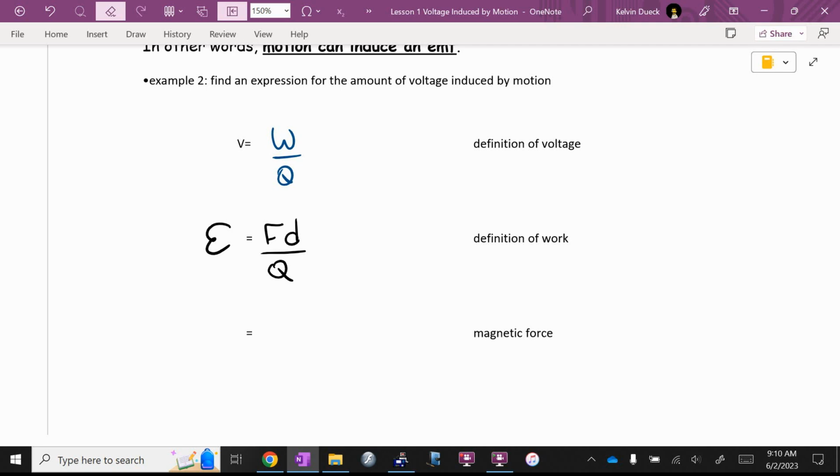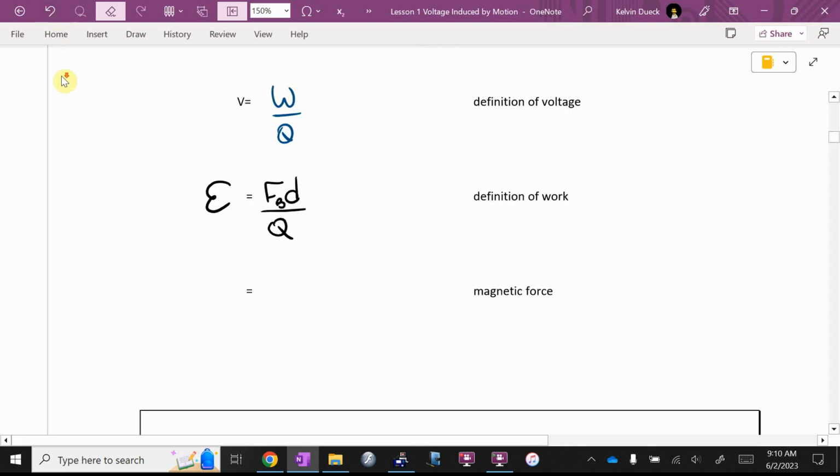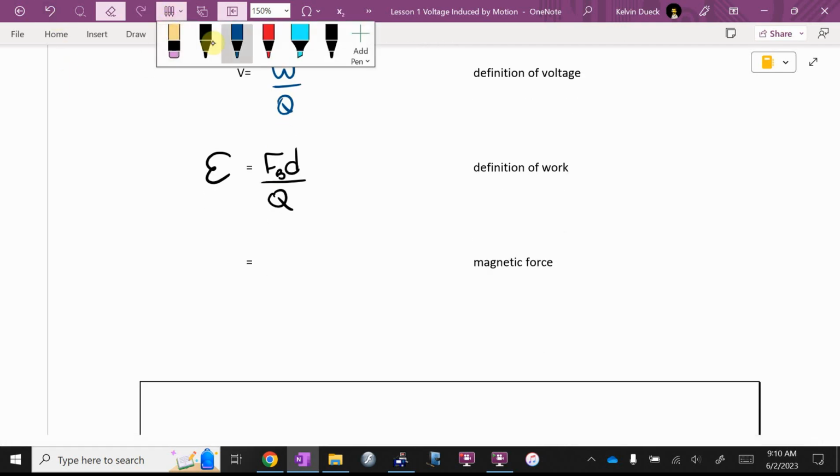Which force is causing this voltage to be induced? A magnetic force. So do me a favor, put a little subscripted B on the F. It's F_B. Now, we're looking at the force on a moving charge. Kenta, what's the magnetic force on a moving charge? Formula sheet. Also on your test on Tuesday.